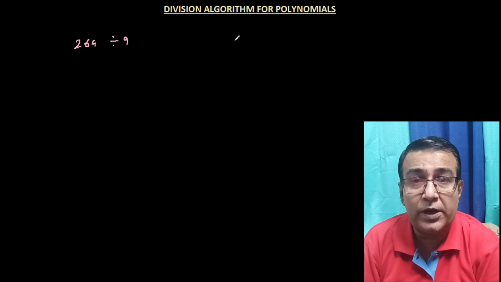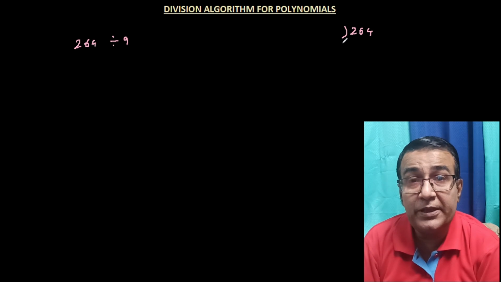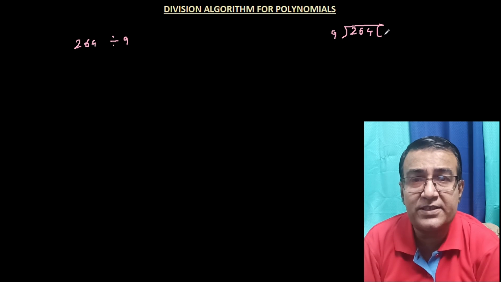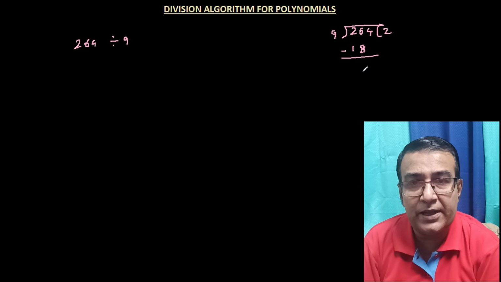Well, so obviously to divide, we see that the dividend is 264. We write that inside the box. 9 being the divisor is written outside the box. Then 9 doesn't go into 2, so we take 2 digits, 26, and 9 goes into 26 2 times. So 2 comes in the quotient, 9 times 2 is 18, 18 comes below the 26. We subtract it, we get 8.